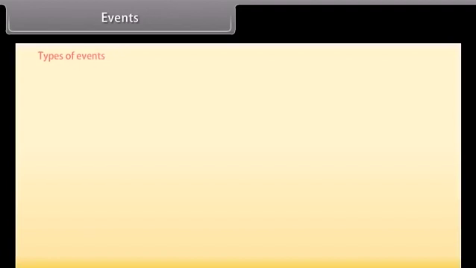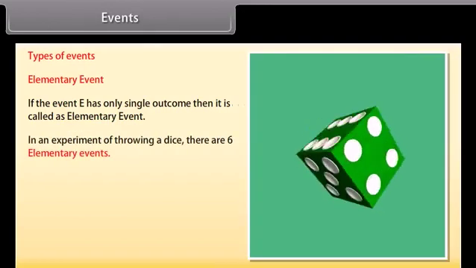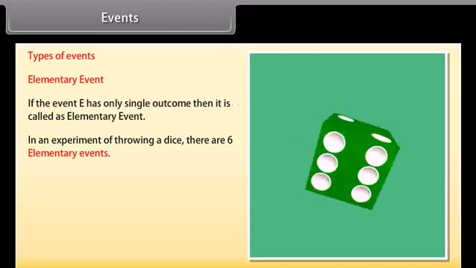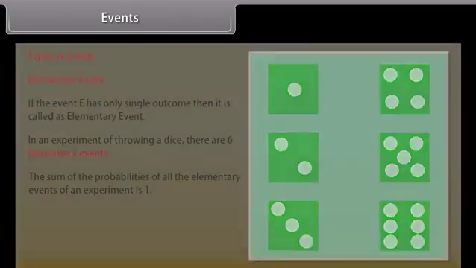Events. Types of events. Elementary event. If the event E has only single outcome, then it is called an elementary event. In an experiment of throwing a dice, there are 6 elementary events. The sum of the probabilities of all the elementary events of an experiment is 1.